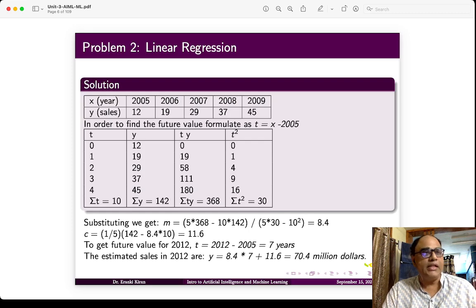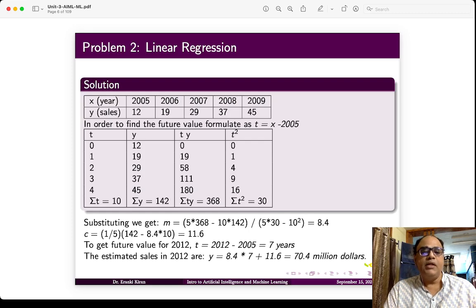So as t is equal to x minus 2005, and 2012 is what we are supposed to find, 2012 minus 2005 is 7 years. So the estimated sales in 2012 are likely to be the final value that we got here. So we have to substitute the slope and the intercept: 8.4 into 7 plus 11.6. So we end up getting $70.4 million.